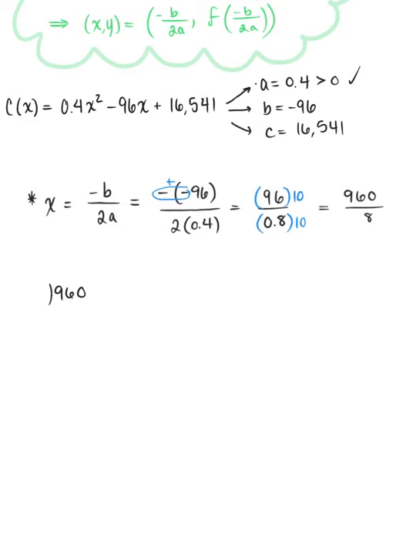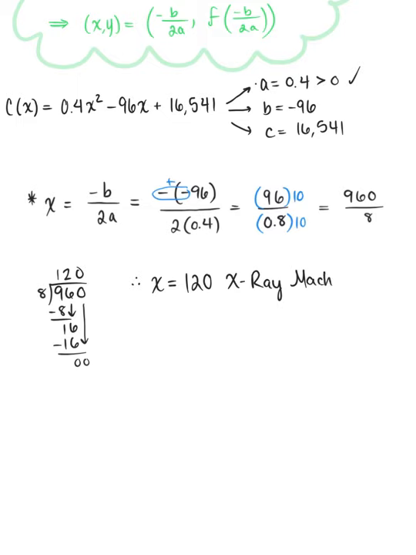We can step to the side and do our scratch work. We have 960 divided by 8. And we know that 8 goes into 9 one time. So 9 minus 8 leaves us with 1. Bring down that 6. 8 goes into 16 two times. 2 times 8 is 16. So 16 minus 16 is 0. Bring down the 0. 8 goes into 0 zero times. So we're all done. And we can say that therefore, x is equal to 120 X-ray machines. Now, this is not our final answer. What this is telling us is that 120 X-ray machines yields a minimum cost.